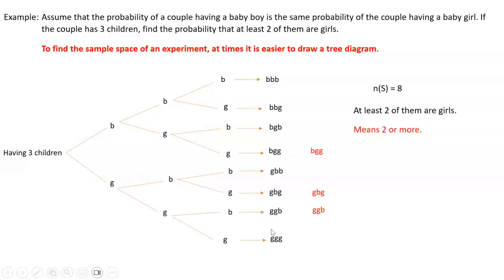Now, at times students don't think that all girls is correct, but it's also correct, because if it's saying at least 2 of them, it means 2 or more. So that one will also be part of my answer. So the answer will be 4, right? So it'll be 4 over 8. The answer is 1/2. That's why it's wise to draw a tree diagram for these types of problems, because these problems are more visual with a tree diagram.